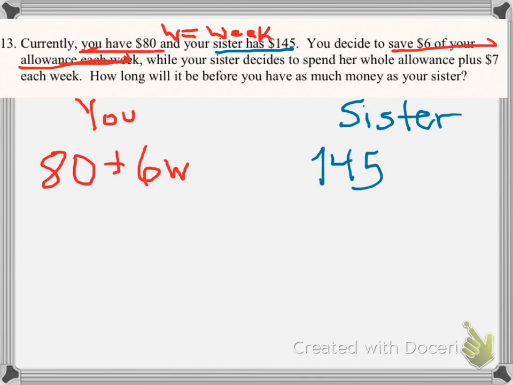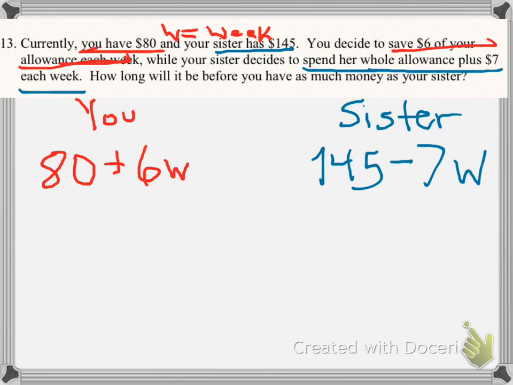Now, the next thing says that your sister is going to spend her whole allowance plus $7 a week. So she's going to spend her whole allowance plus $7 each week. Well, if I'm spending money, then I know that I'm going to be losing money. So that means I'm going to be subtracting. So I'm going to subtract the 145 that she already has, and then subtract the $7 each week. So it's going to be 7 times W. And then the question just says, how long will it be until they have the same amount of money, basically? Or when will they have the same amount of money?